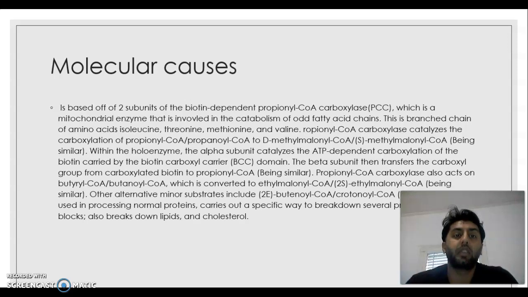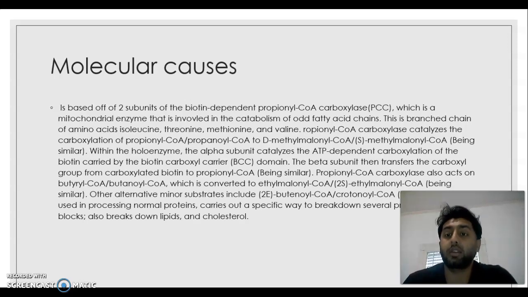Methylmalonyl-CoA being similar. In the holoenzyme, the alpha subunit catalyzes the ATP-dependent carboxylation of the biotin carried by the biotin carboxyl carrier (BCC) domain. The beta subunit then transfers the carboxyl group from carboxylated biotin to propionyl-CoA. Propionyl-CoA carboxylase also acts on butyryl-CoA, which is converted to ethylmalonyl-CoA. Other alternative minor substrates include 2-butenoyl-CoA, crotonyl-CoA being similar, and it is used in processing normal proteins.